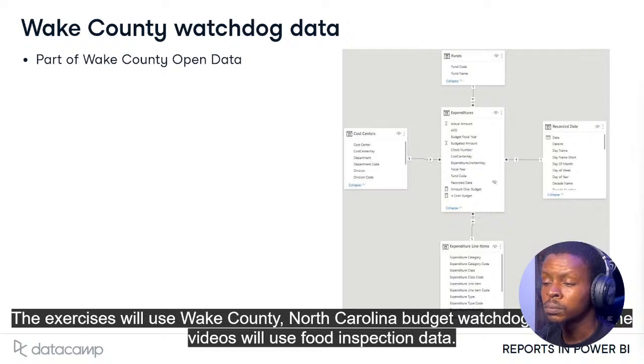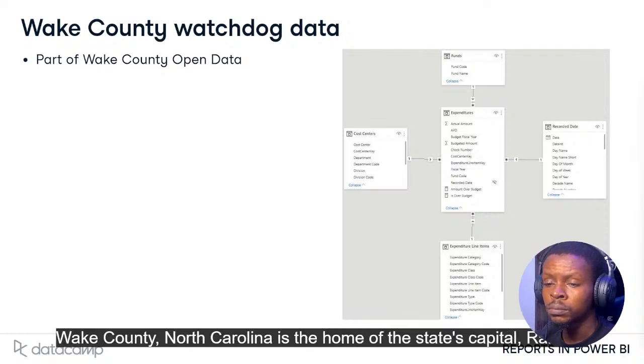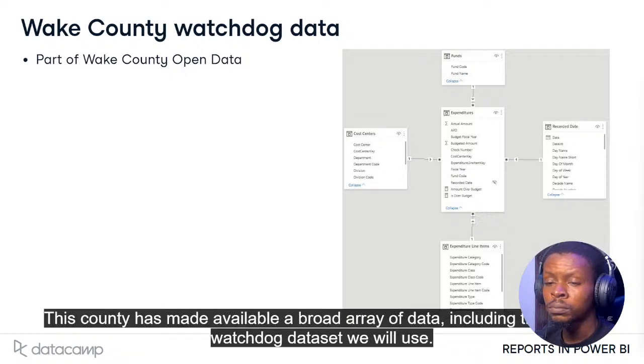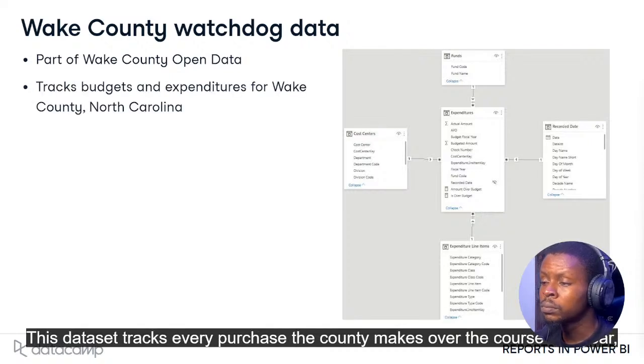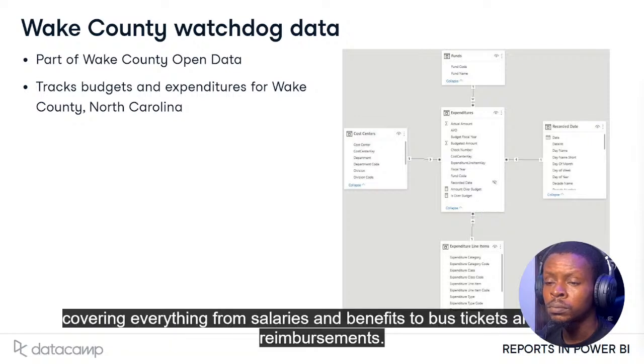The exercises will use Wake County, North Carolina budget watchdog data, and the videos will use food inspection data. Wake County, North Carolina is the home of the state's capital, Raleigh. This county has made available a broad array of data, including the Budget Watchdogs dataset we will use. This dataset tracks every purchase the county makes over the course of a year, covering everything from salaries and benefits to bus tickets and meal reimbursements.